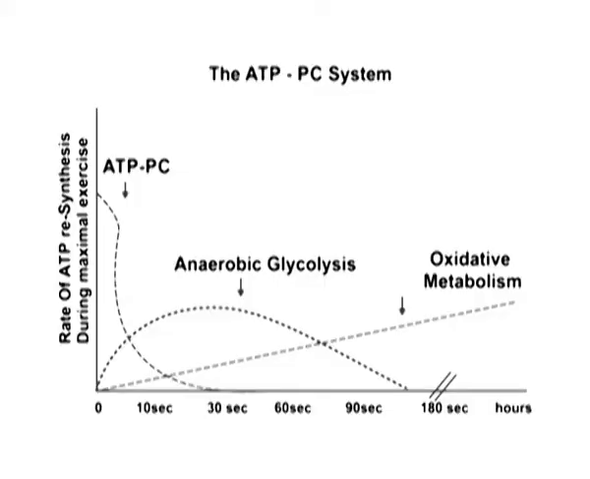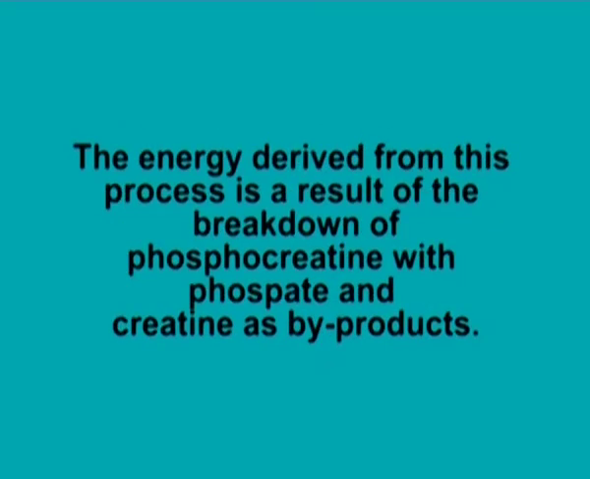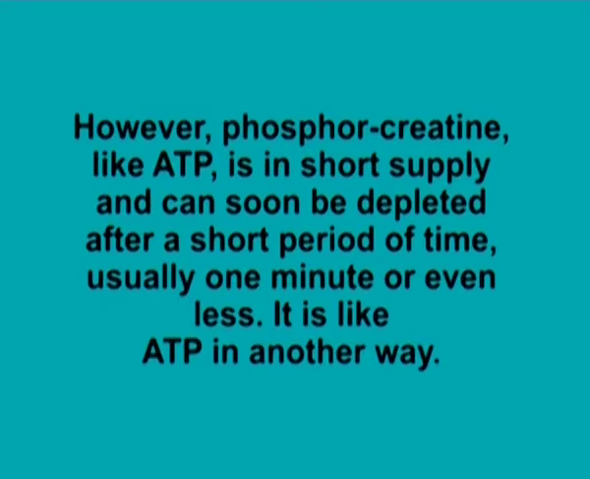The ATP-PC system. The simplest of these systems is the ATP-PC system. Since it operates in the absence of oxygen without a buildup of lactic acid, the energy derived from this process is a result of the breakdown of phosphocreatine with phosphate and creatine as byproducts. However, phosphocreatine, like ATP, is in short supply and can soon be depleted after a short period of time, usually 1 minute or even less.